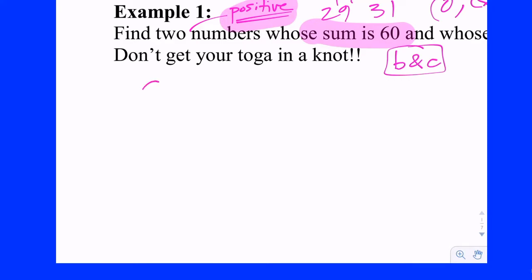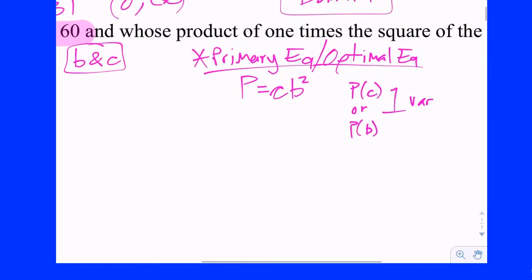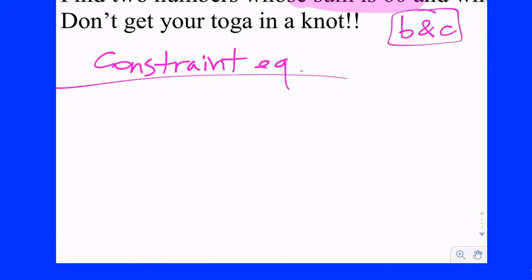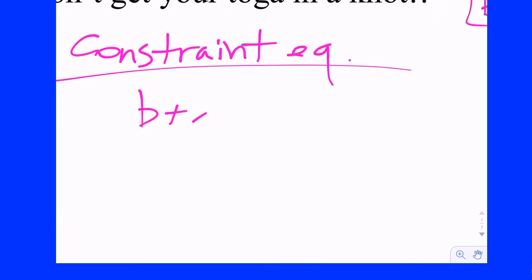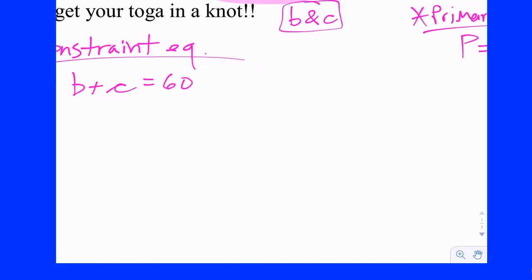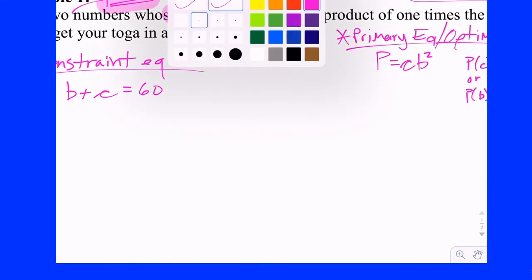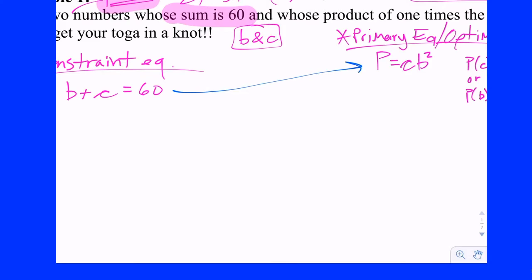So here's the thing. The constraint equation doesn't necessarily have to come second or first. It just has to come if you have your equation over here in two variables. So if we're calling the two numbers B and C, then according to our constraint, B plus C must equal 60. Do you agree? All right. Now the constraint equation is always going to be the key for getting your primary equation, your optimizing equation, in terms of a single variable. So here's what you do next.